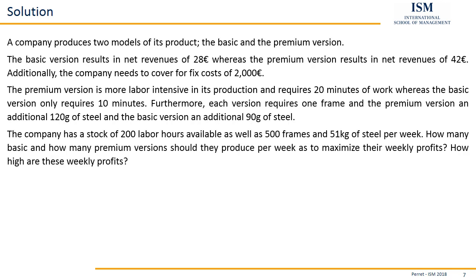Let's turn to the third one. In the third constraint, we are only left with one additional part which we haven't yet covered, and that's the steel part. We know we need for the premium versions 120 grams of steel, and for the basic versions 90 grams of steel. And in the lower part we have the information that we have a stock of 51 kilograms of steel. Again, we see the problem. On the one hand, we work with grams. On the other hand, we have our stock in kilograms. So we need to make this comparable.